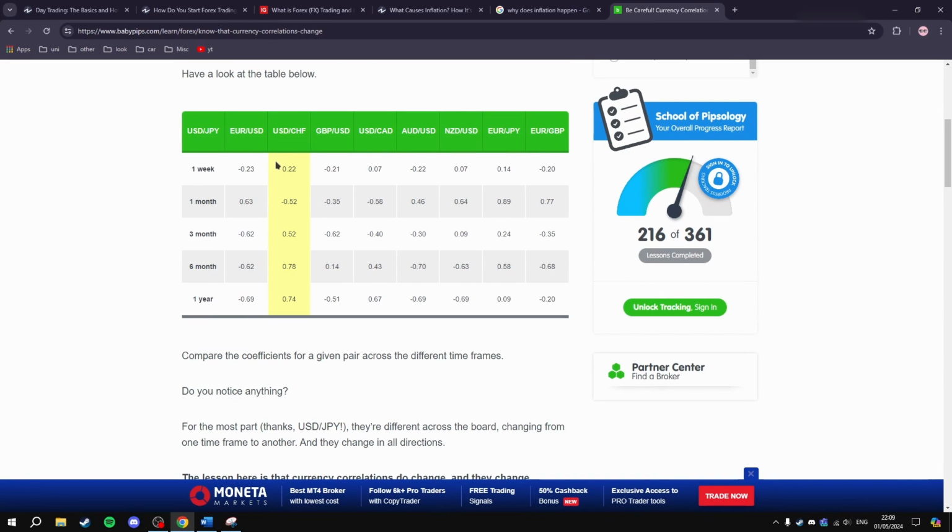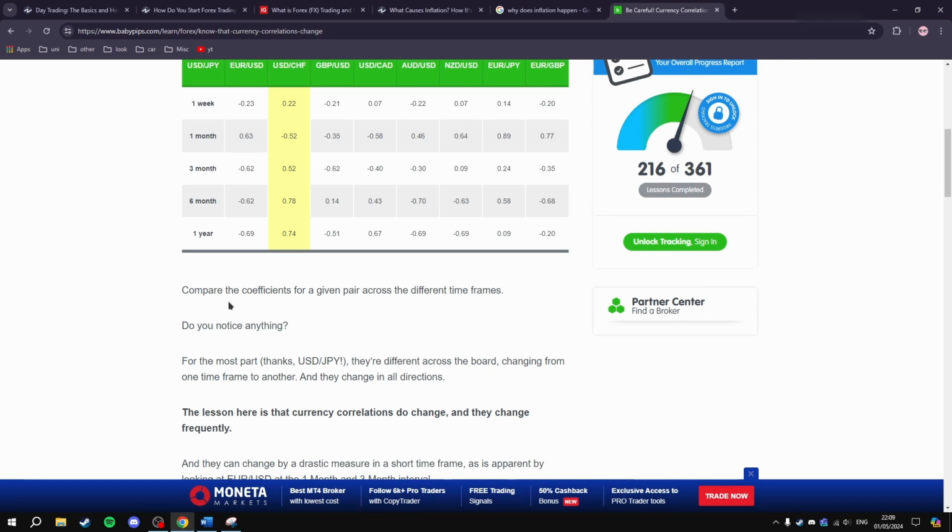So USD JPY compared with USD CHF: weak positive correlation for 1 week. Kinda moderate negative correlation in 1 month, and then moderate positive correlation for 3 months. Strong positive correlation for 6 months, and then strong positive correlation for 1 year.